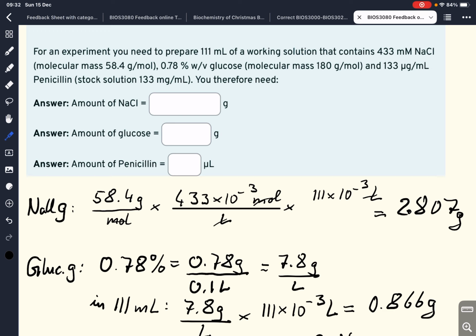Now, I've given it to 3 decimal points here. However, it doesn't matter whether it's 2 or 3 decimal points, because the program will accept a tolerance of 10%. So in this case, it would accept anything between probably 2.6 and around 3.0 gram. So that's what the program would consider as correct.